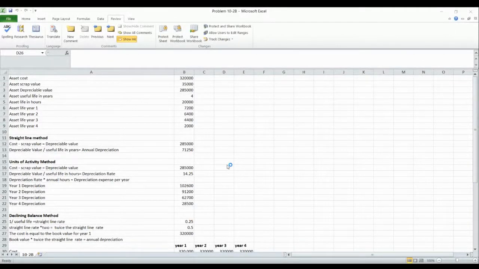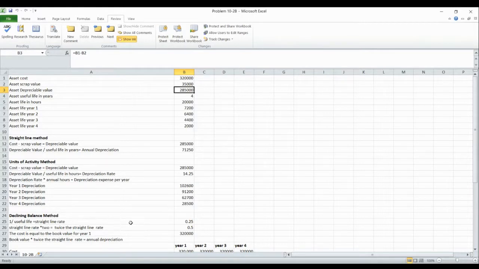Notice at the top part of this spreadsheet, what I've done is I've shown you the information that was given in the problem. The asset cost us $320,000. The scrap value was $35,000, and to find the depreciable value, if you'll just click in that cell, it should show you how I got this answer. To find the depreciable value, we would have subtracted the $35,000 scrap value from the asset cost, and that's how you get $285,000.